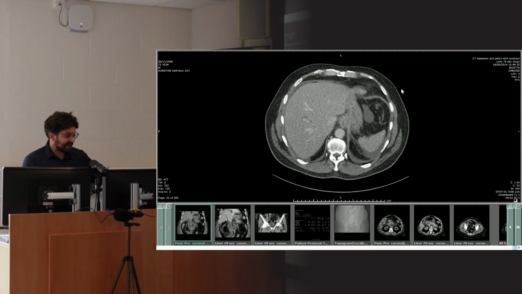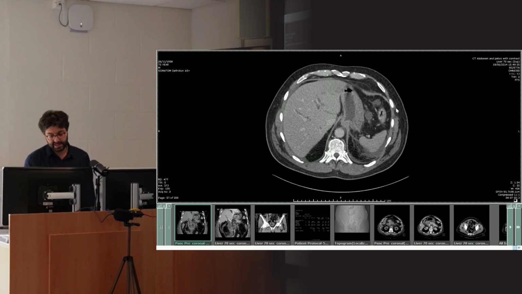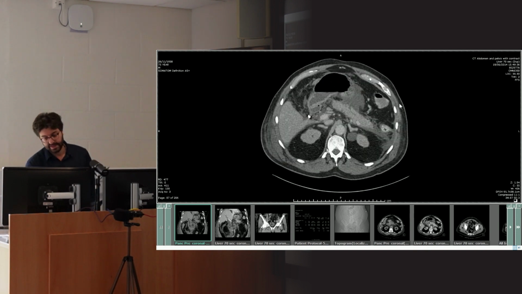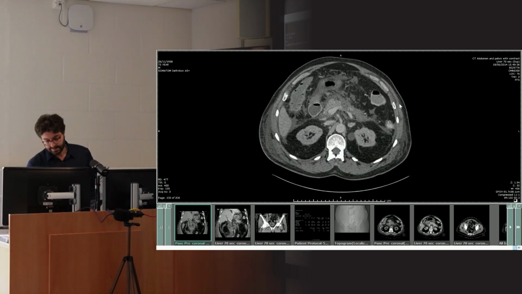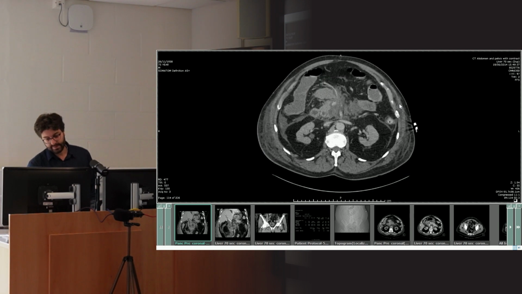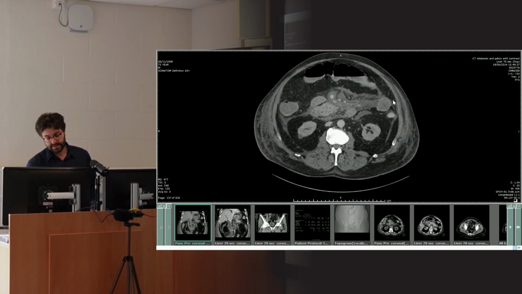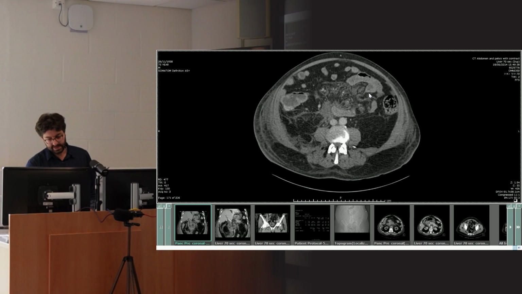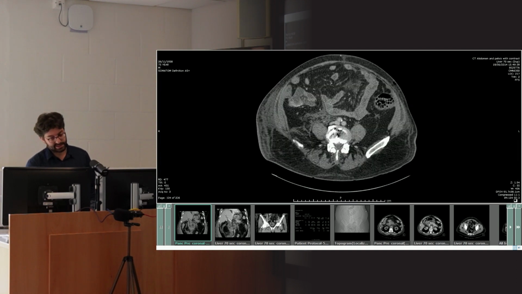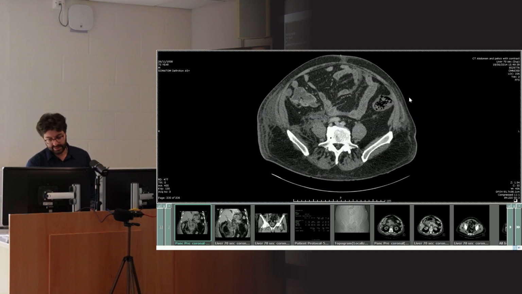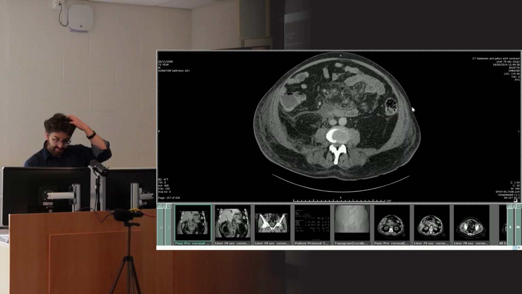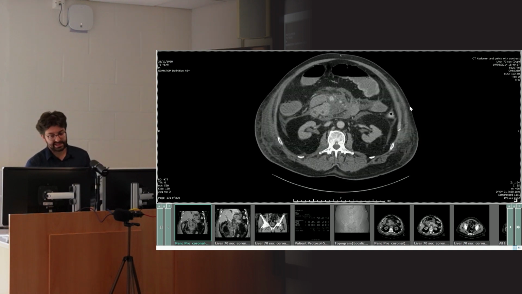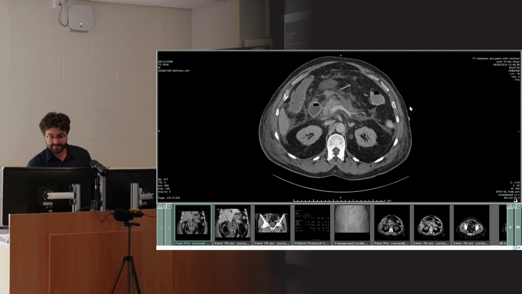So next, we're going to go down, again just like the previous case, and I'm going to ask you to tell me where you think the fat stranding is and which organ you think is most inflamed. So I'm going to go down and we're going to have a look and see where a lot of the fat stranding is. Now, this patient has quite a lot of fat stranding, which can make things a little bit difficult. But where would you say the epicenter of all this fat stranding is?